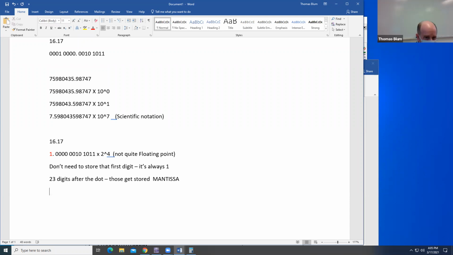Okay. Now, if the number was greater than 1, then that power of 2, 2 raised to a power, is positive. But if the number started off less than 1, then the power of 2 might be negative. So the power of 2 may be positive or negative. And so we have to deal with representing positive powers and negative powers.